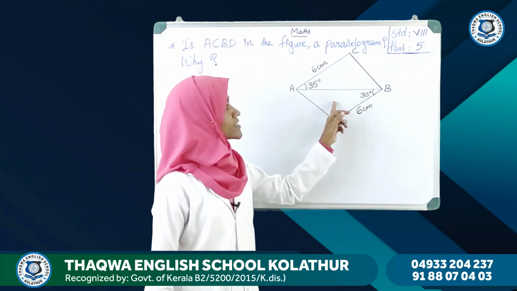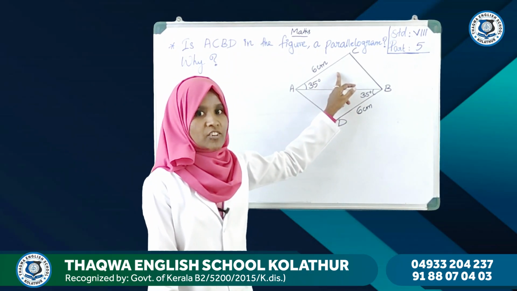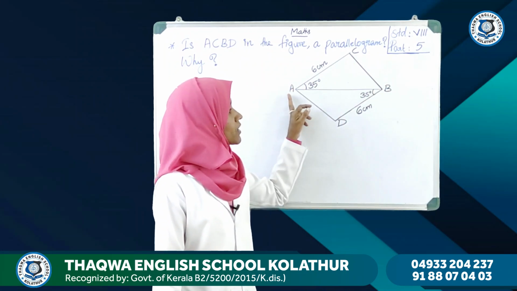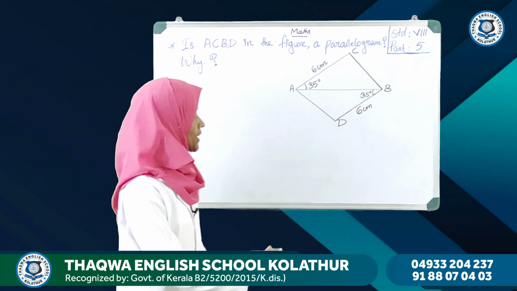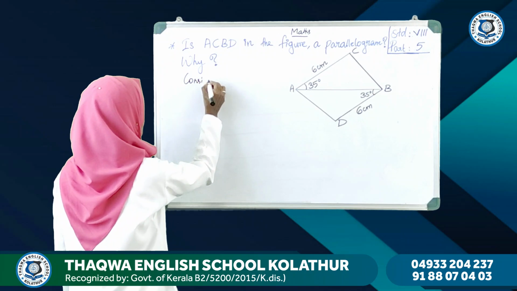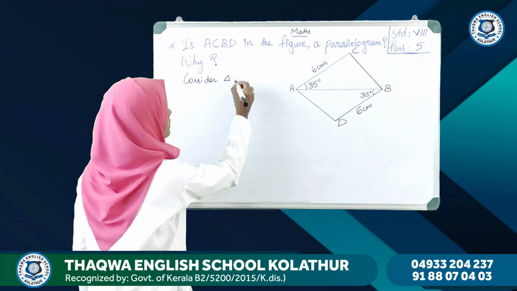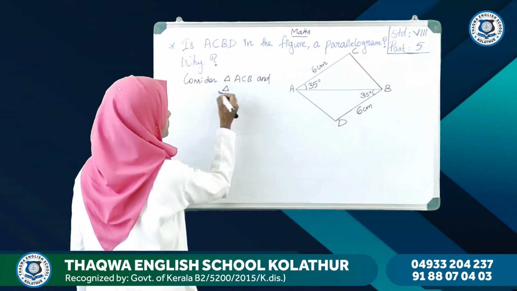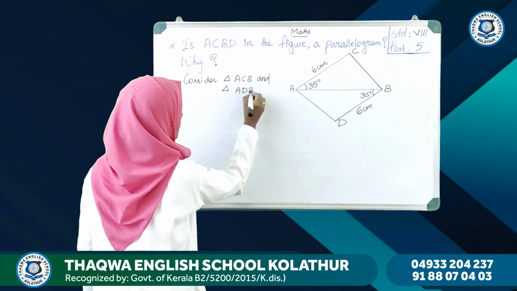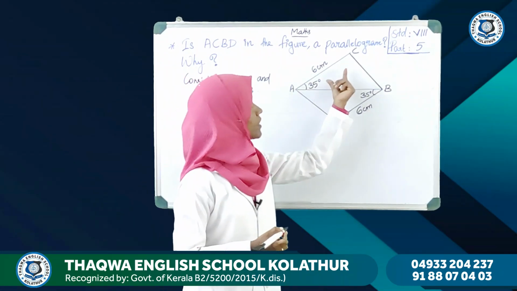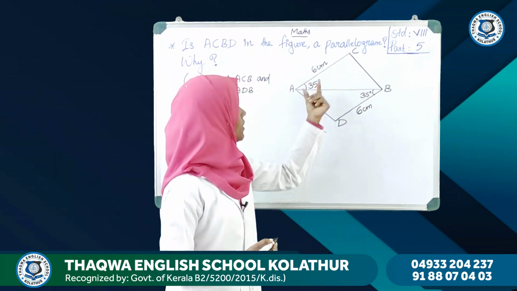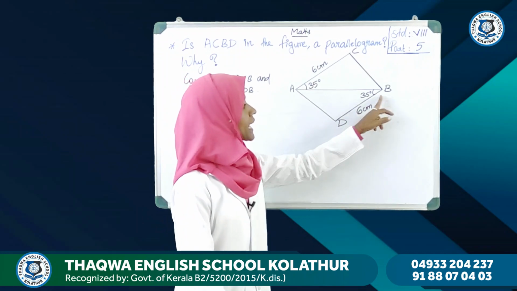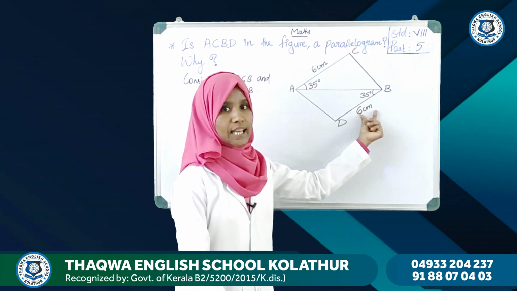First we have to consider two triangles. Which are the triangles? Triangle ACB and triangle ADB. In triangle ACB, it is given that AC equals 6 cm, and in triangle ABD, BD equals 6 cm.